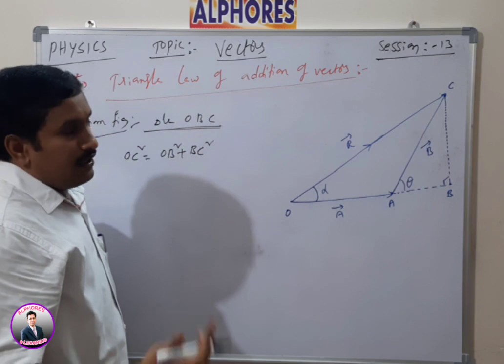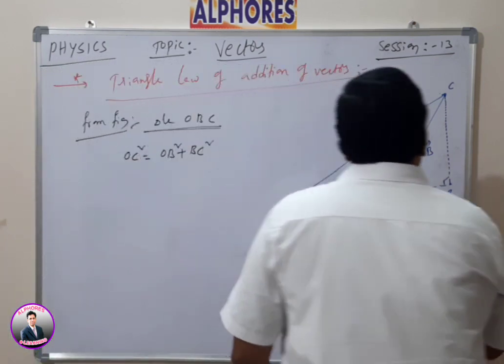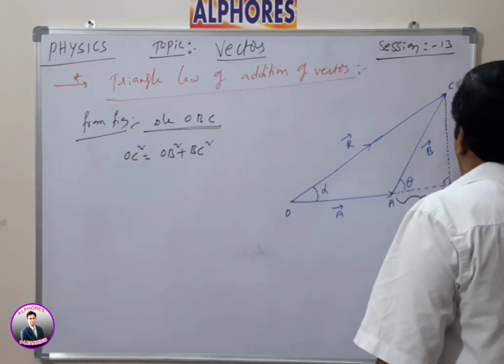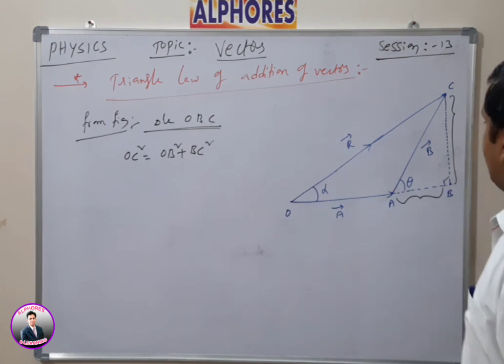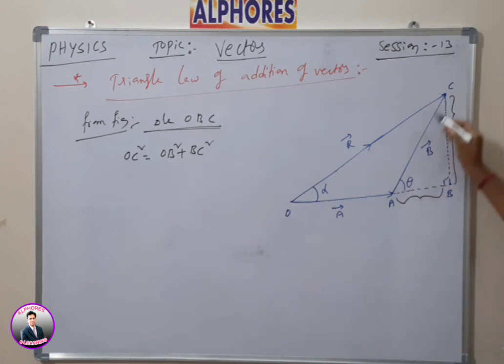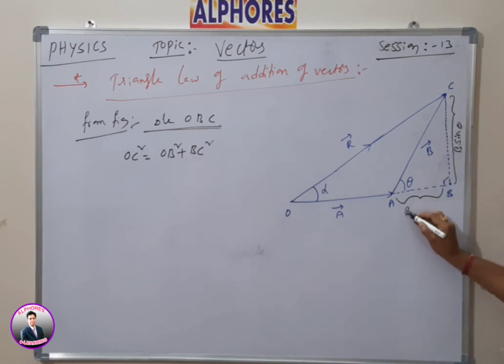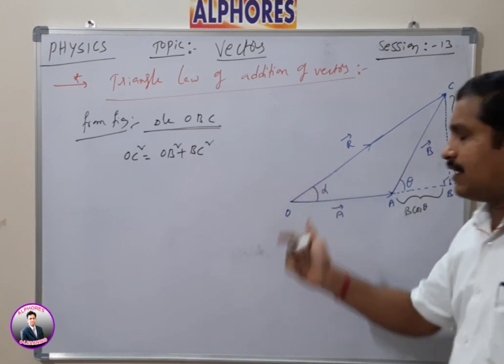Now listen all of you. What is the value of this and this? Please tell me, this value is how much? According to this right angle triangle, sin theta is equal to opposite side by hypotenuse. The hypotenuse magnitude is B, so this is nothing but B sin theta. This is B sin theta. And this is how much? B cos theta. After getting these two values, now listen carefully.